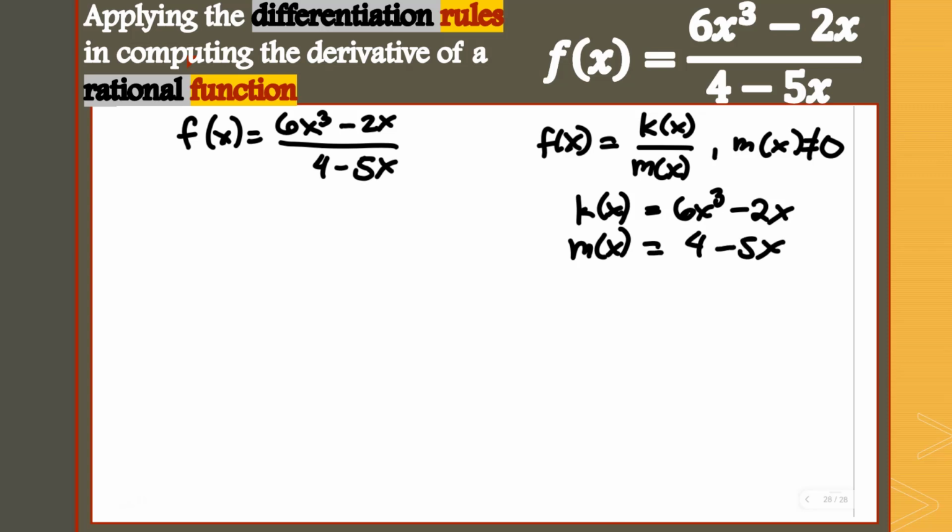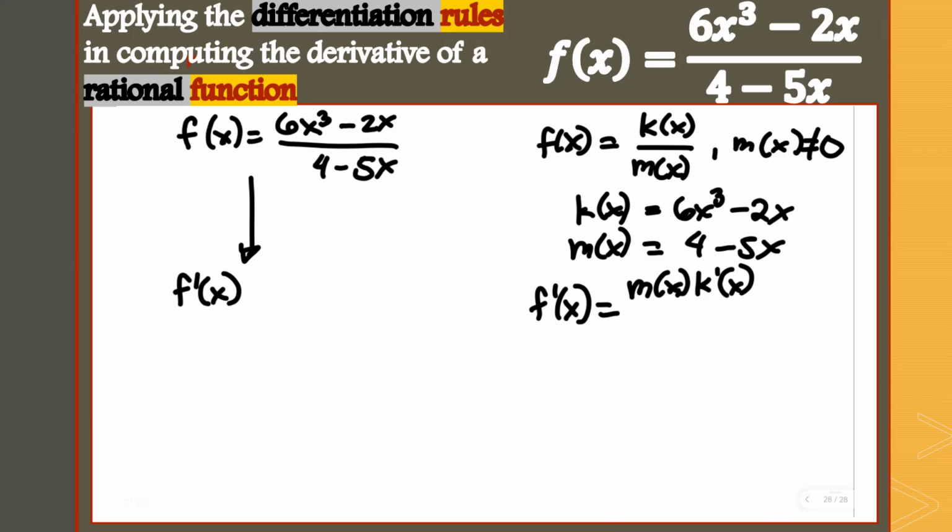Okay, we are looking into this because of the rule on differentiating a rational function, which is also considered a quotient of functions. If we are to get its first derivative, we follow this rule where we copy the denominator m of x, multiply by the first derivative of our numerator, minus our numerator times the first derivative of our denominator. Take note, the operation is subtraction, and subtraction is not commutative, so we can't interchange them. This is all over the square of whatever function is in our denominator.